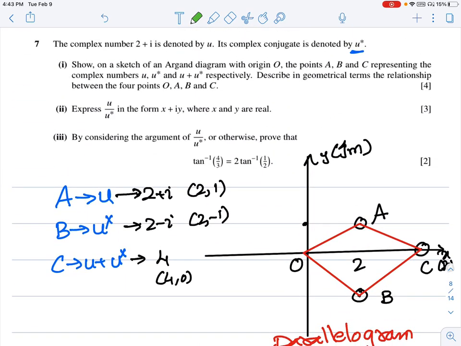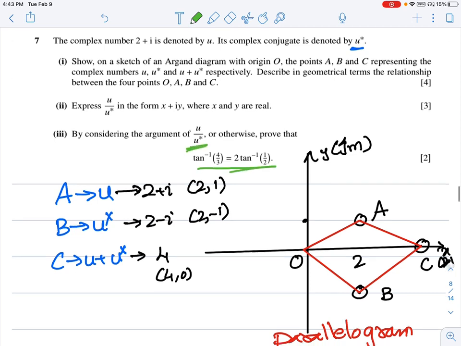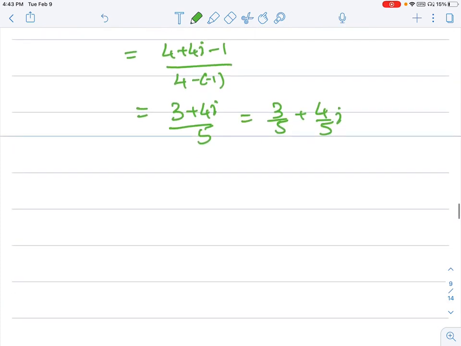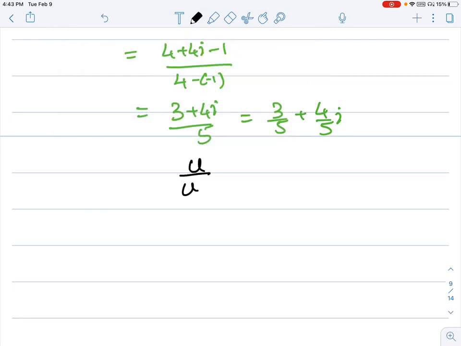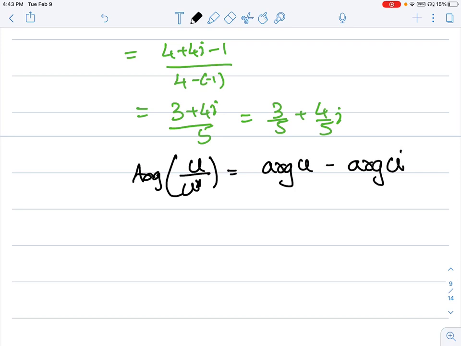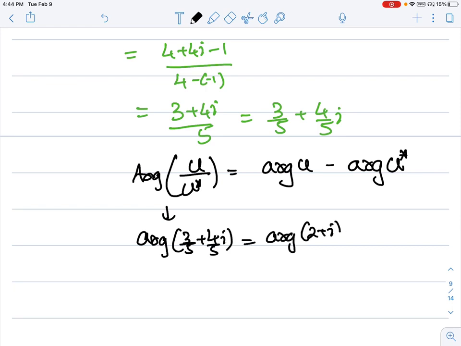Finally, by considering the arguments of u and u star, or otherwise prove that tan inverse 4 upon 3 is equal to 2 tan inverse 1 upon 2. So u upon u star: the argument of u upon u star is equal to, there is a formula, argument of u minus argument of u star. That is a formula. So argument of u upon u star, which is 3 upon 5 plus 4 upon 5i, should be equal to argument of 2 plus i minus argument of 2 minus i.